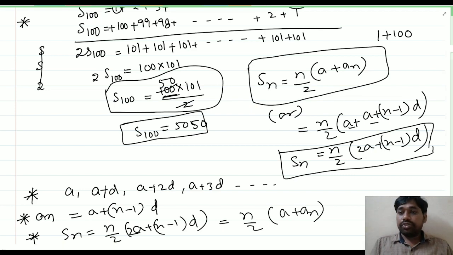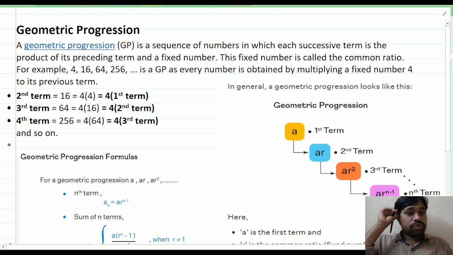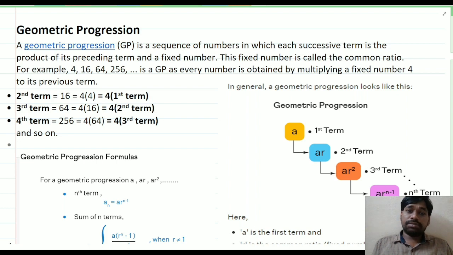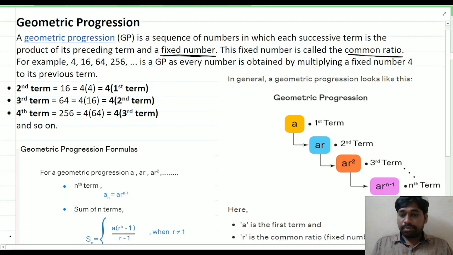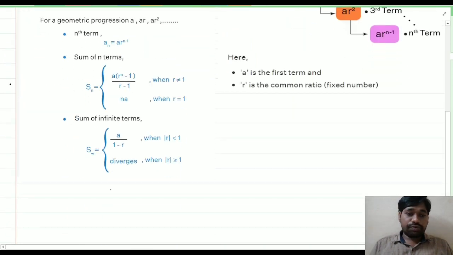Next, geometric progression. A geometric progression is a sequence of numbers in which each successive term is the product of the preceding term and a fixed number. So every term is multiplied by a fixed number, and then it is called a geometric progression. The fixed number is called the common ratio here. Let us take an example to understand it. Say 2, 4, 8, 16 and so on.